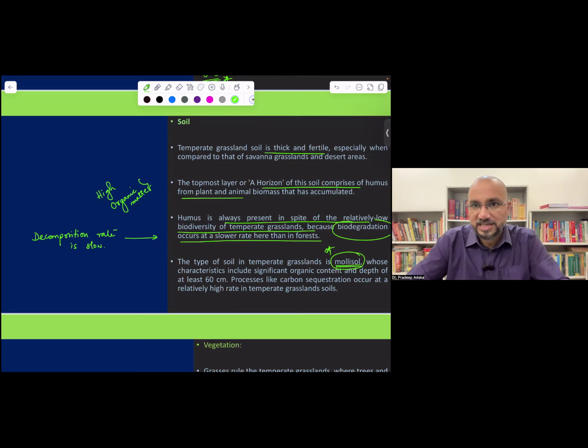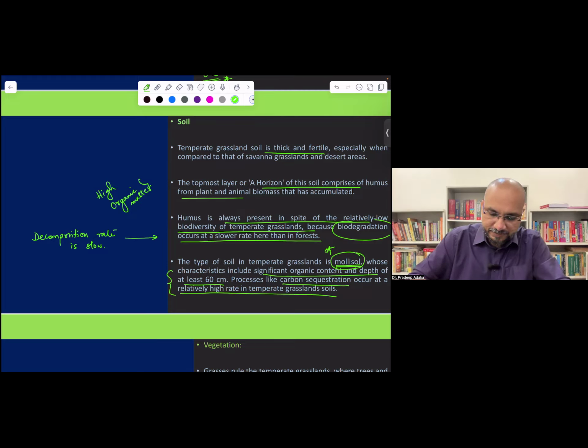Black soils are called vertisols. Black cotton soil is there, they are called vertisols. These soils which are very high in organic matter, they are called mollisols, whose characteristics include significant organic matter content and depth of at least 60 centimeters. So very deep, rich in organic matter. So processes like carbon sequestration occur at a relatively high rate in temperate grassland soils.